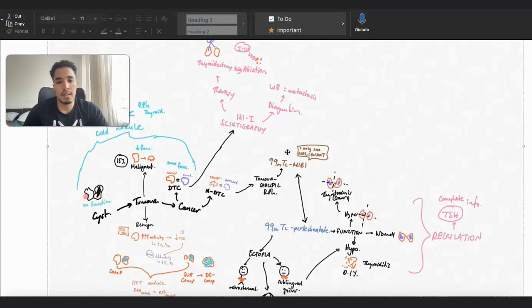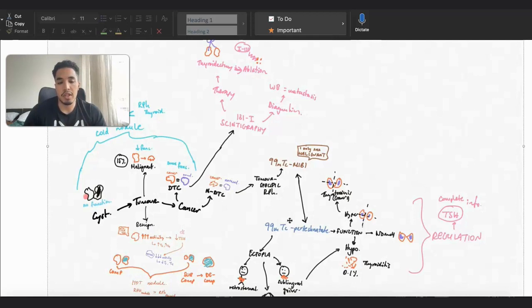What's the difference between that and the 99 technetium? Well, 131 iodine has a longer half-life and requires more energy, so more keV units. So it's a very energetic sort of radiopharmaceutical. What that means is the radiation burden is higher. That just means that it gives more radiation off to the patient compared to 99 technetium. So in normal conditions, we want to keep it sort of safe.